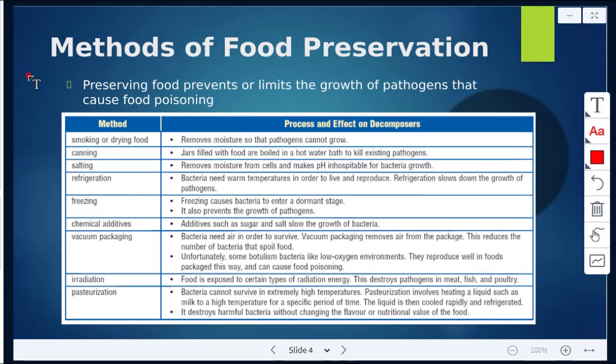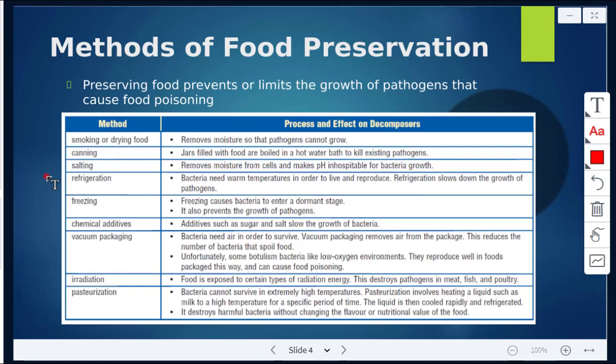So, methods of food preservation. Preserving food prevents or limits the growth of pathogens that cause food poisoning. Smoking or drying the food removes moisture so that the pathogens can't grow. Canning: the jars get filled with food and then are boiled in hot water to kill those existing pathogens. Salting also removes moisture, just like smoking or drying. It removes moisture from the cells and it makes a pH which is inhospitable for the bacteria to grow in.